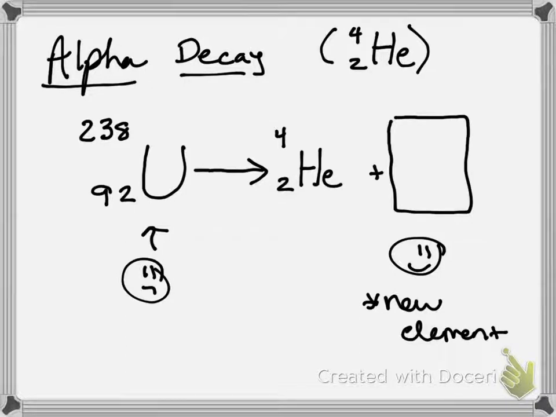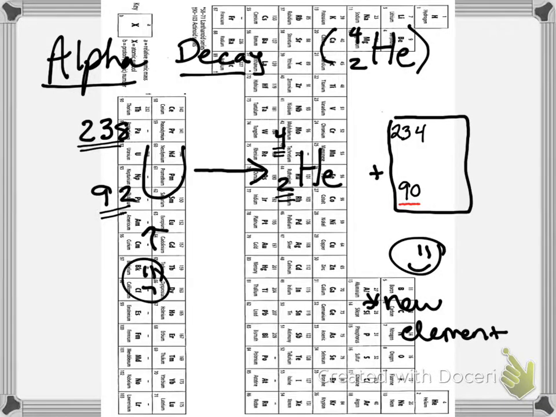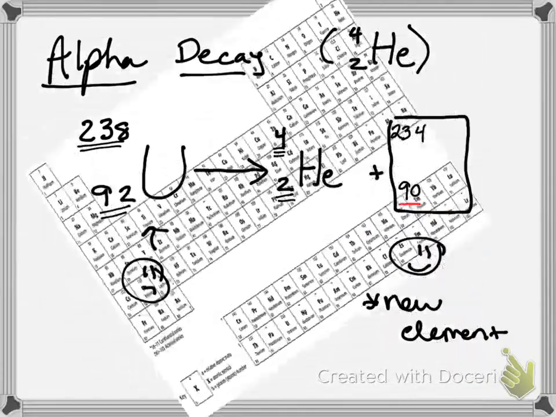So, the mass number was 238. This number is going to decrease by 4. So it's going to be 234. The atomic number was 92. It's going to decrease by 2. So the new number is 90. Now, we have to open the periodic table and see which element has atomic number 90. Let's open our periodic table and check which element has atomic number 90.